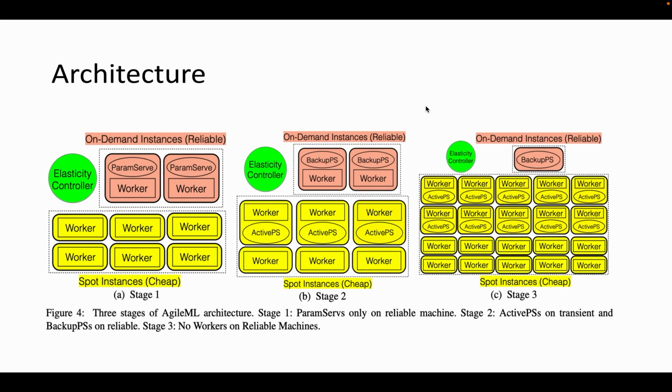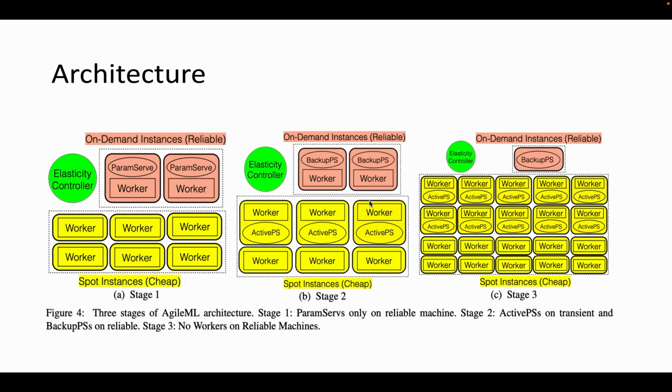Level architecture overview of the agile ML transition process. It is basically divided into three stages. In the first stage, there is a parameter server and workers at the reliable instances, and there are workers at the spot instances. When the transition happens to stage 2, the parameter server is transformed to a backup PS, and all the spot instances have active PSs. Now the workers are at both places, at the on-demand instances and at the spot instances.